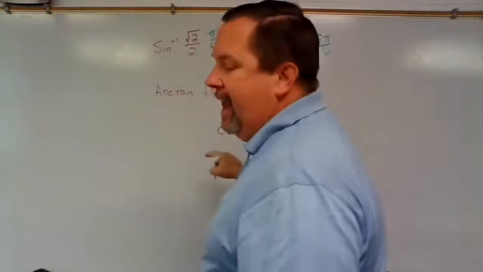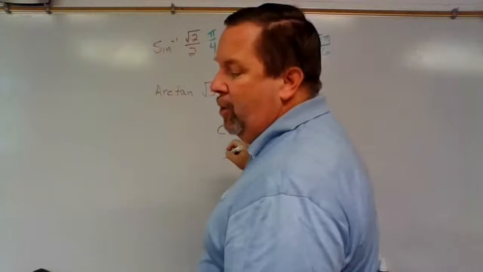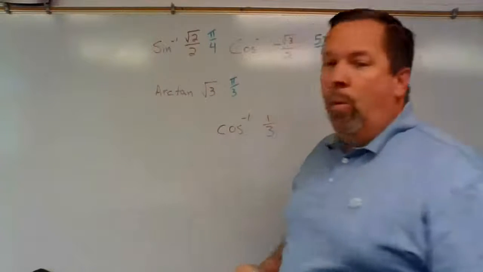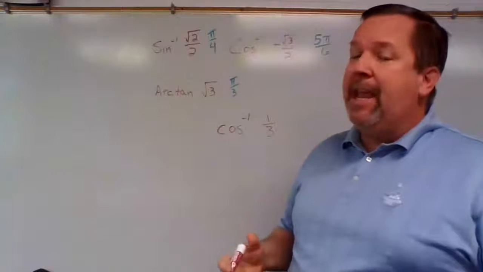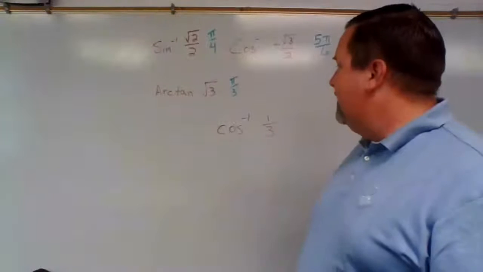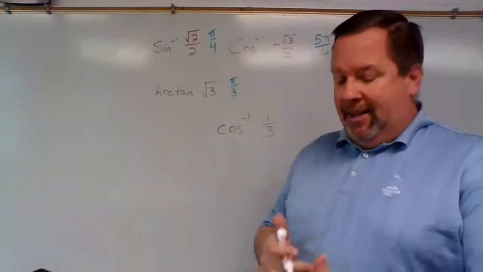Again, cosine to the -1 is another way of saying inverse cosine or arc cosine. 1/3. That's not the same thing as pi over 3. This is just 1 over 3. It's not a special angle. It's not anything that I know.